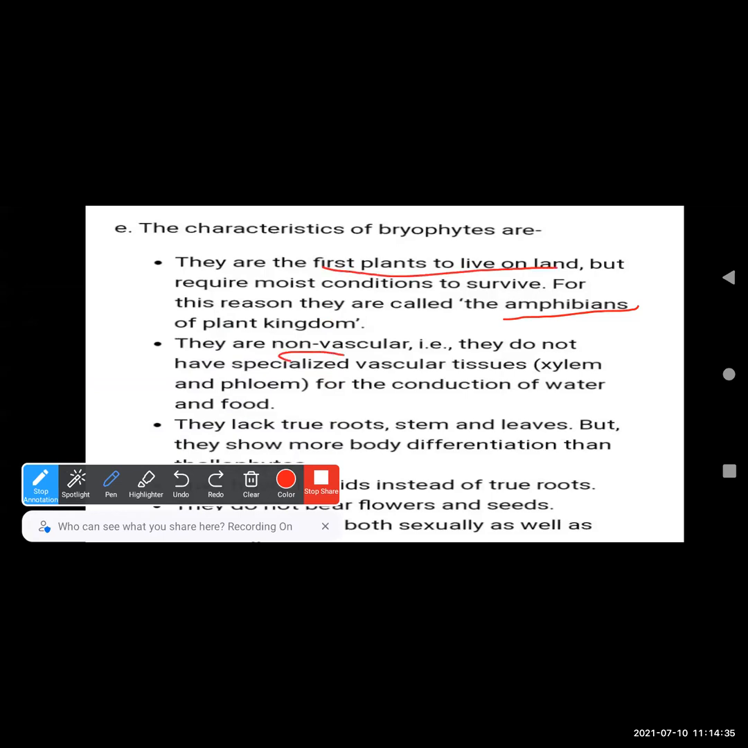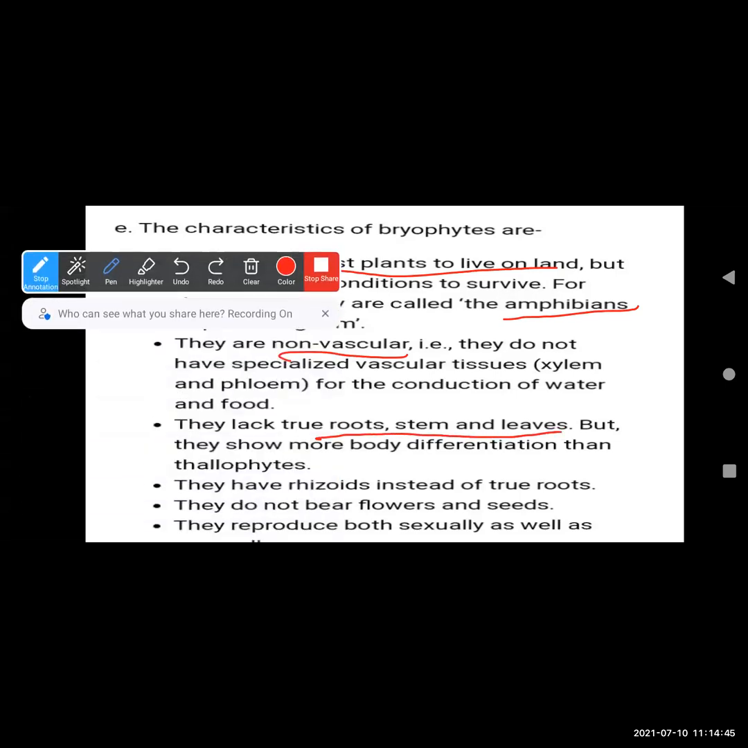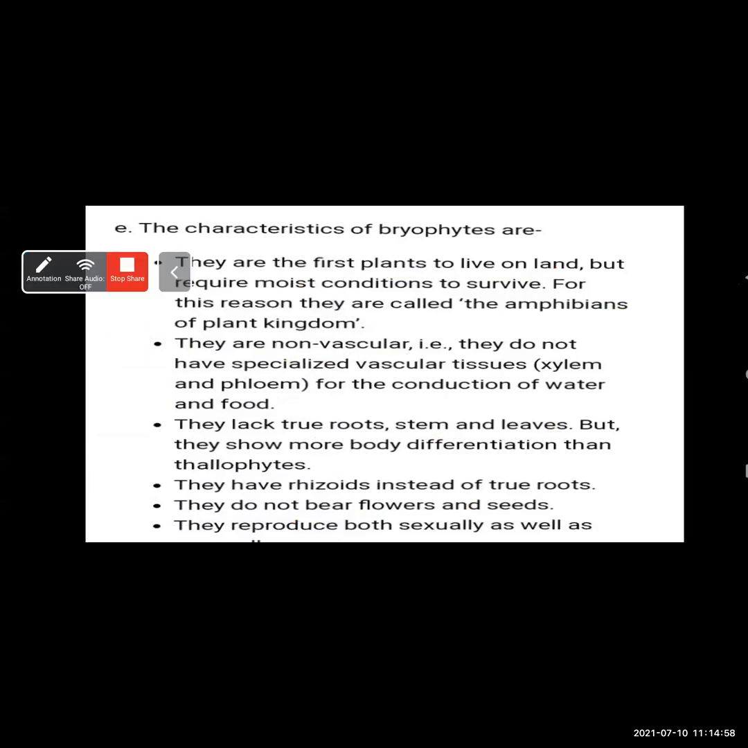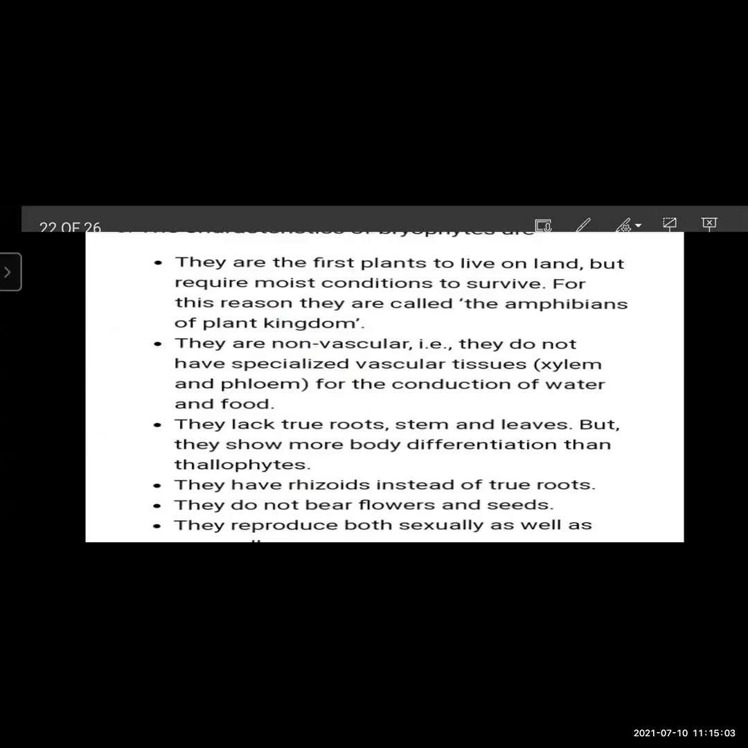They are non-vascular. That is, they do not have specialized vascular systems, xylem and phloem. There are no true root, stem, and leaves. They have rhizoids instead of true roots. They do not bear flowers and seeds. Then they reproduce sexually as well as asexually. I'll show you the whole answer.